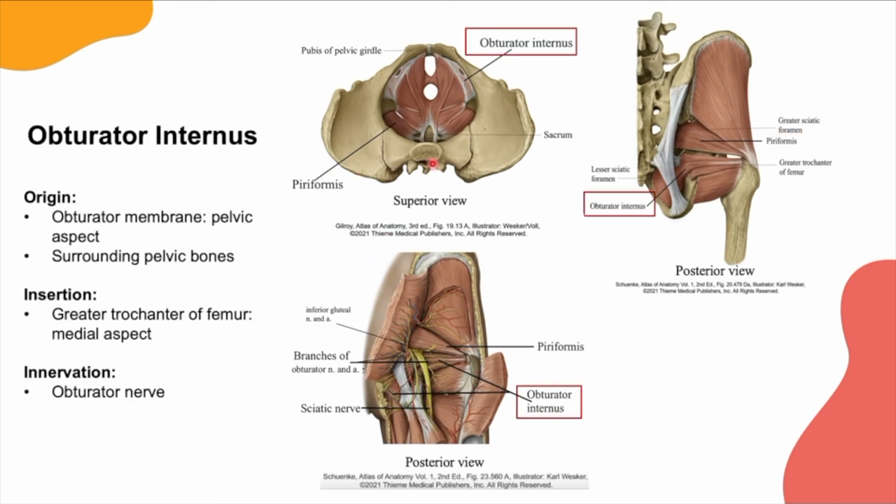Here we see obturator internus, which originates on the pelvic aspect of the obturator membrane and surrounding pelvic bones and travels posteriorly through the lesser sciatic foramen before inserting on the medial aspect of the greater trochanter of the femur. This muscle is innervated and supplied blood by the obturator nerve and artery.